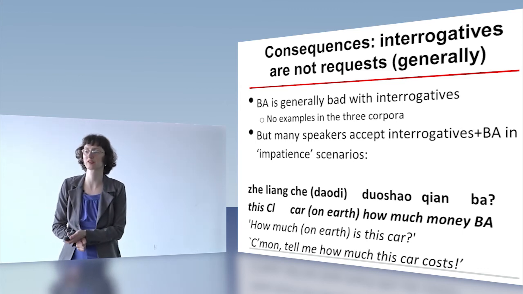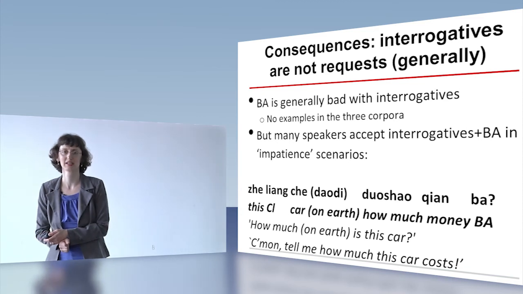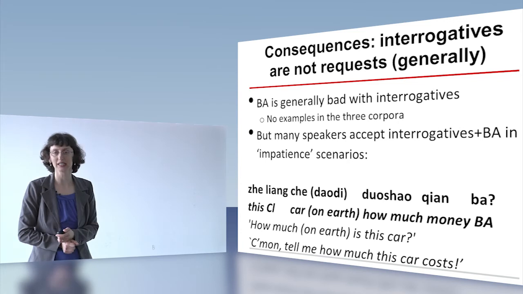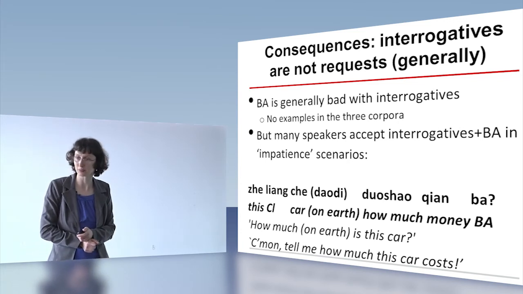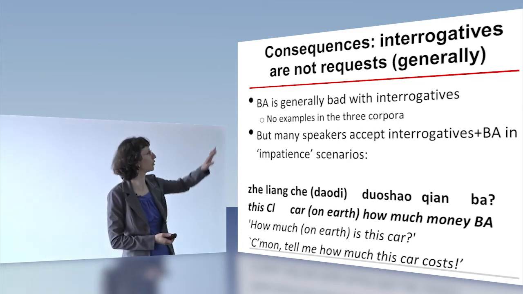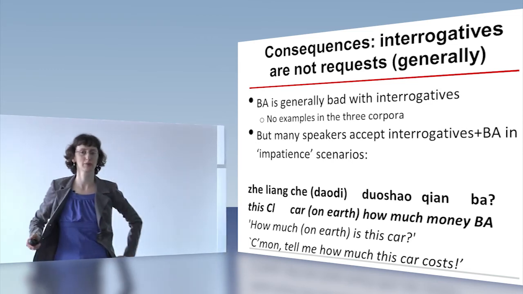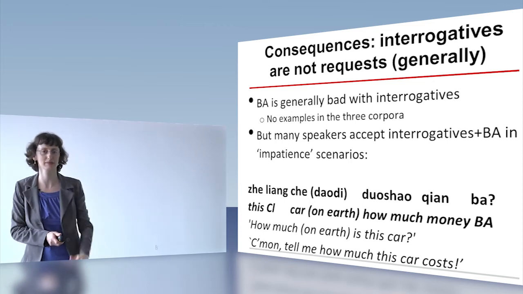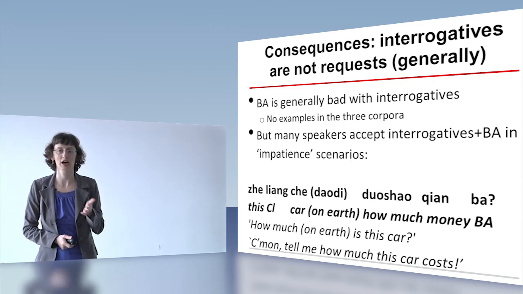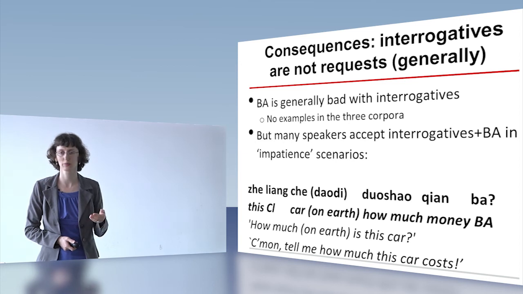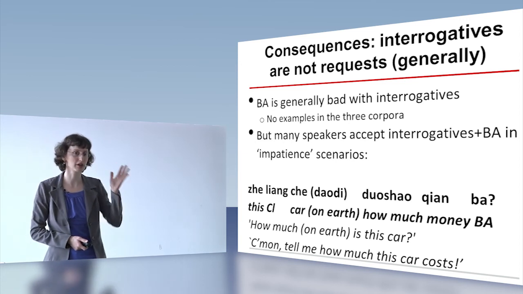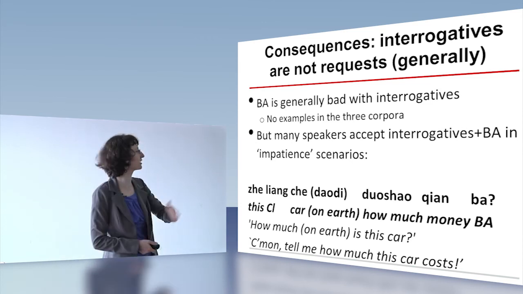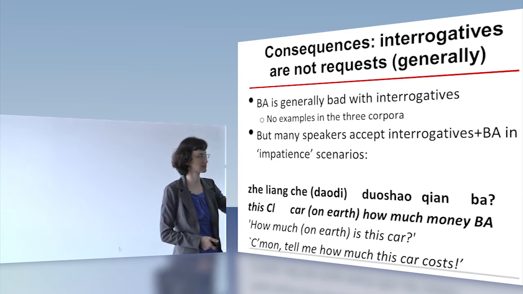We can get speakers to accept it with WH questions, with alternative questions, with A not A questions. Specifically, it becomes acceptable to some speakers, not all speakers, in so-called impatient scenarios. So the one scenario is, imagine a car salesman, and you're talking to this car salesman, and you're wondering how much this particular car costs. And he keeps talking about how great it is. And it has this feature and that feature, and finally you go, how much is this car, bah?